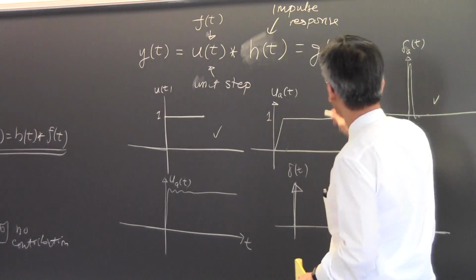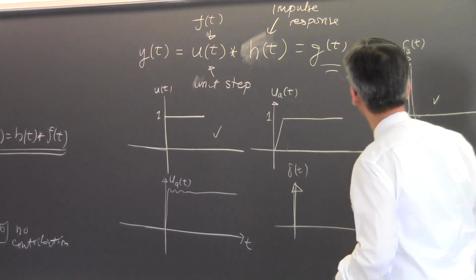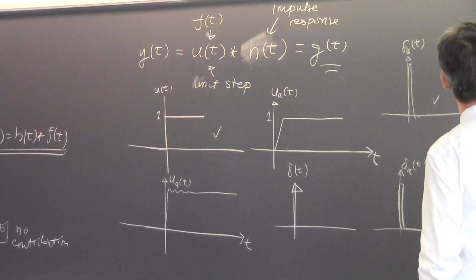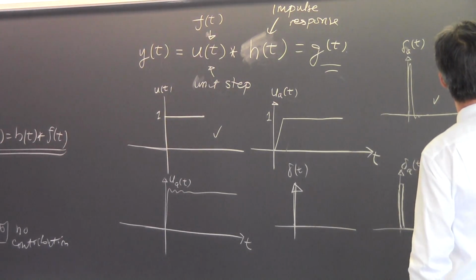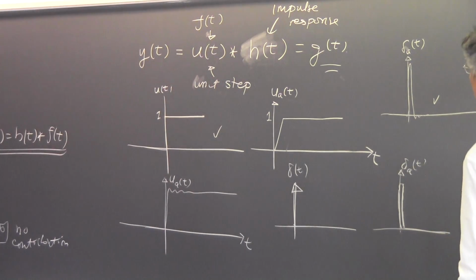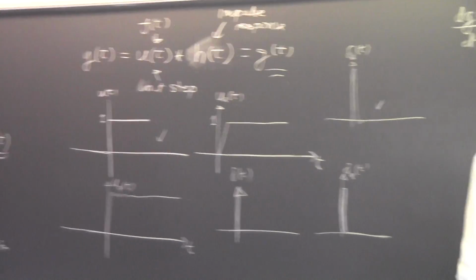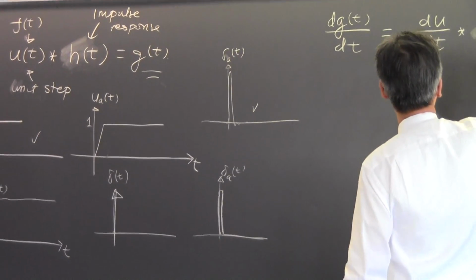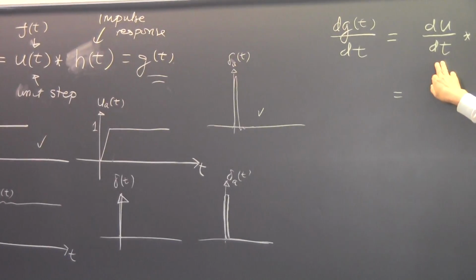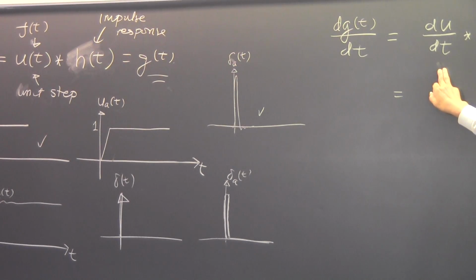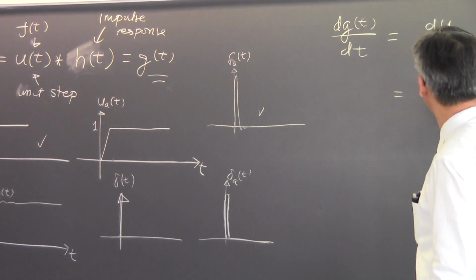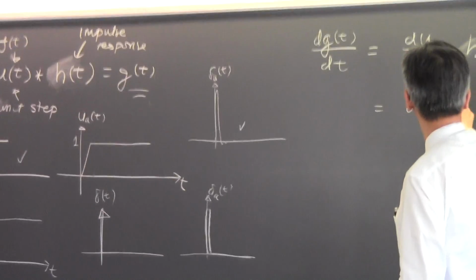So if you have this as the output, how do I get the impulse response? That is quite easy. If I differentiate this with respect to t, it will be the differentiation of this with respect to the impulse response. But when I differentiate this, what do I get? I get the delta function.